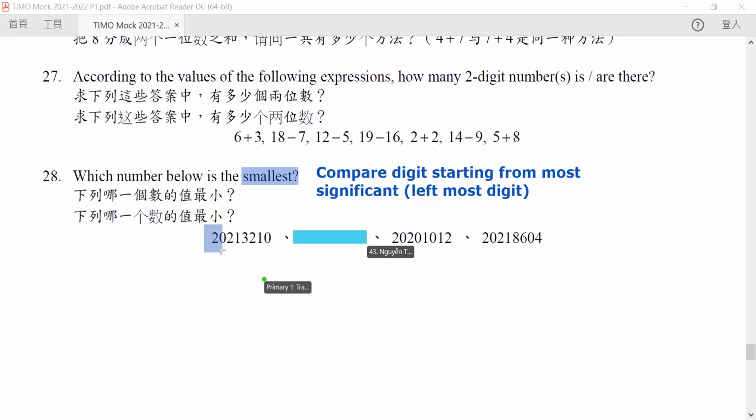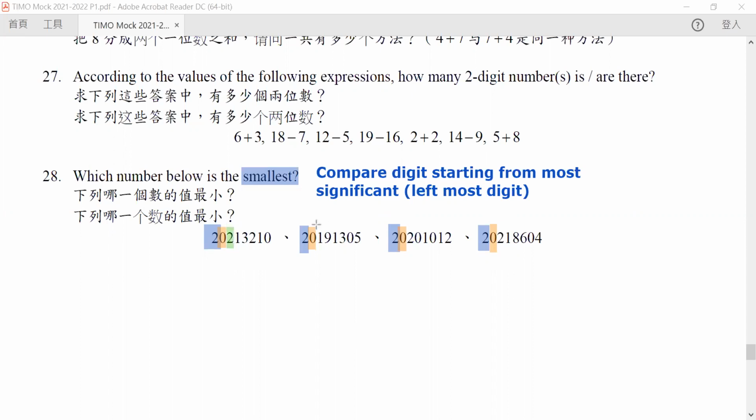Our leftmost digit is 2, right? They are all 2. So they are the same, and we still don't know which one of them is smaller. So again, we will compare the next one, which is 0. Again, they are all the same. So we still don't know which one of them is the smallest.